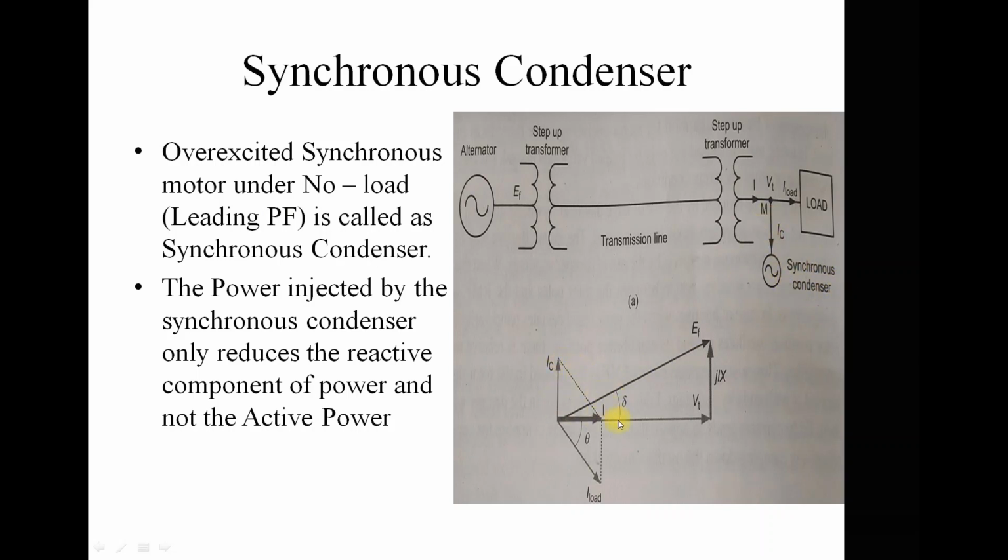So vectorially adding these two values, the load current which is taken by this particular load will be reduced. Why? Because this IC will be giving the reactive power component to the system, so that the current drawn from the supply side will be reduced, since the reactive power is delivered to the load. So we will be seeing one problem on this.